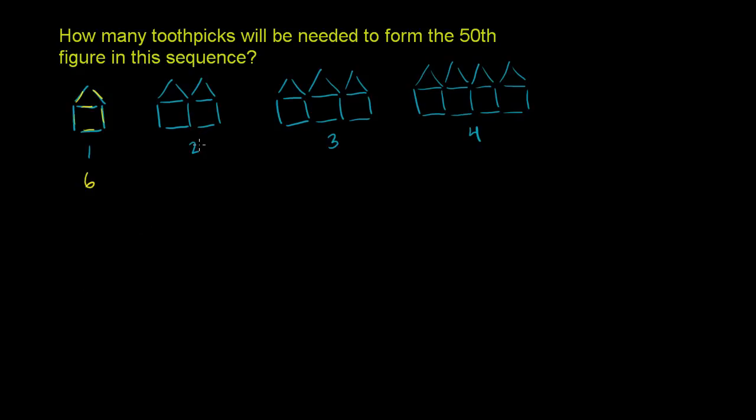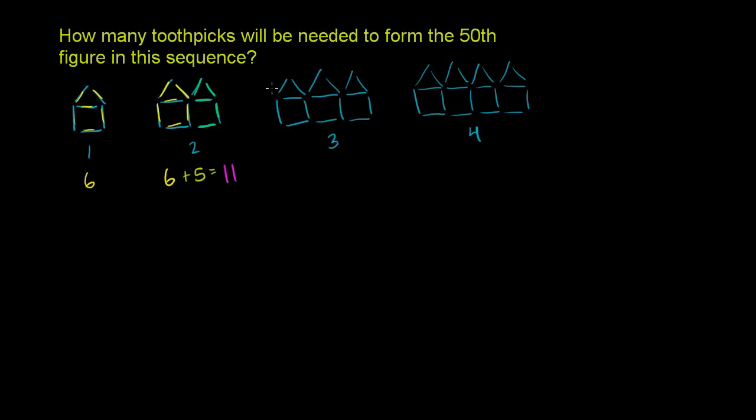Now what happens in the second figure here? Well, it looks just like our first figure. We have our 1, 2, 3, 4, 5, 6 toothpicks. But then they add some toothpicks. Looks like they added 1, 2, 3, 4, 5 toothpicks. So it's 6 plus 5, or 11 toothpicks. So let me write this down. It is the 6 toothpicks plus 5 more, which is equal to 11 toothpicks.